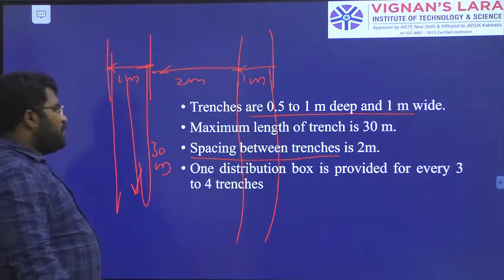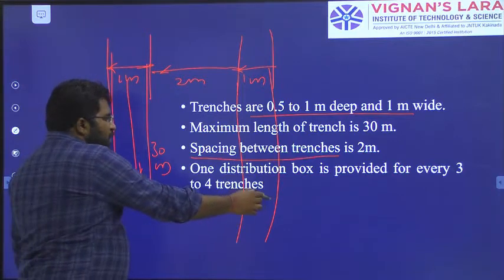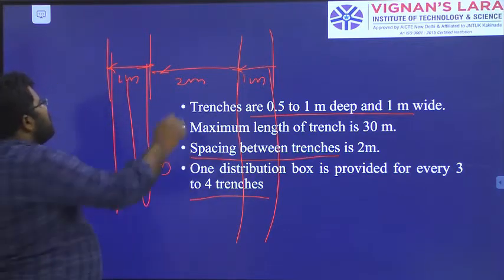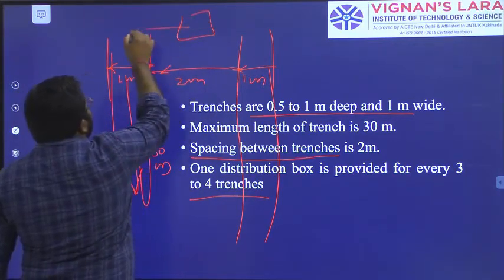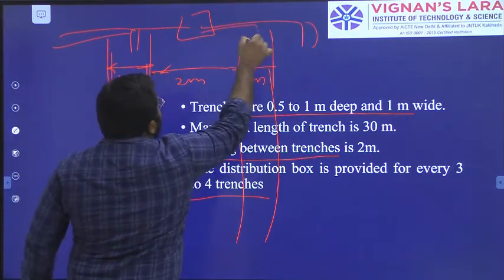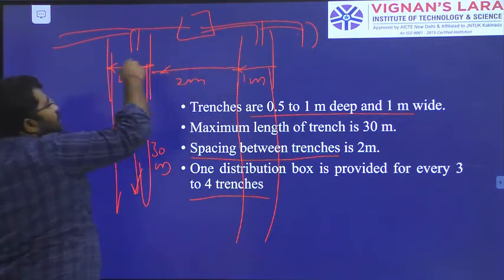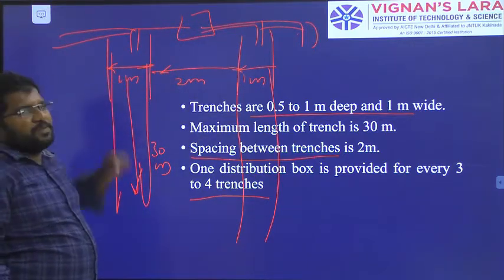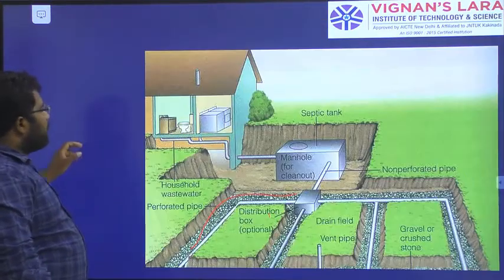One distribution box is provided for every 3 to 4 trenches. One distribution point is here, another one will be provided there, and one is provided here. For every 3 to 4 trenches we have one distributor.